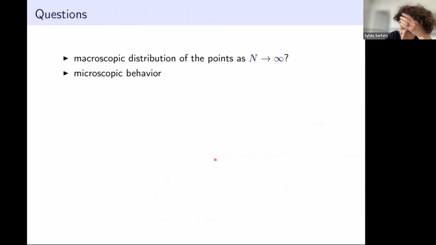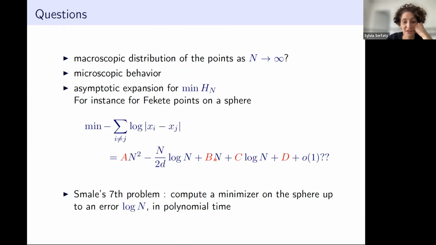Okay, so let's go back to the beginning. We have these energies. We want to consider large numbers of particles or of points, and you want to understand first thing, what is the macroscopic distribution of the points when n goes to infinity? Also the microscopic behavior, and things like the minimal energy. What does it look like? How does it expand? So you certainly know these types of questions, right?